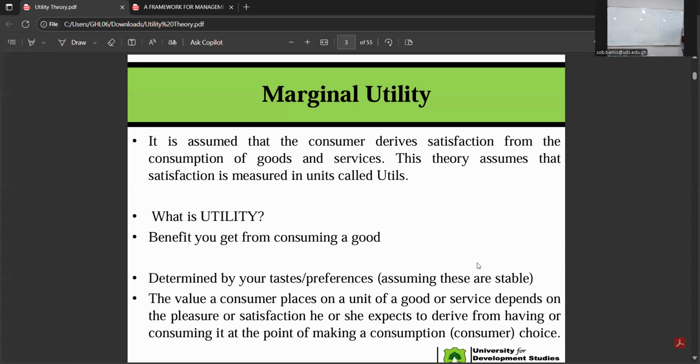So marginal utility, then total utility. Here it refers to the total satisfaction we derive from consuming a set of goods and what? Services. So let's assume you consume only X and Y. Your total utility will be the satisfaction we derive.